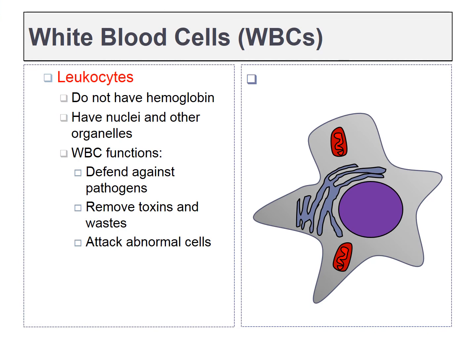Next, let's cover the white blood cells. White blood cells contain all of the goodies that a cell should: nucleus, endoplasmic reticulum, mitochondria, etc. The main function of our white blood cells is in the immune system. They fight off foreign invaders, they can remove some of the toxins that they produce, and they can even attack abnormal cells within the human body, such as a dying red blood cell or maybe a cancer cell.